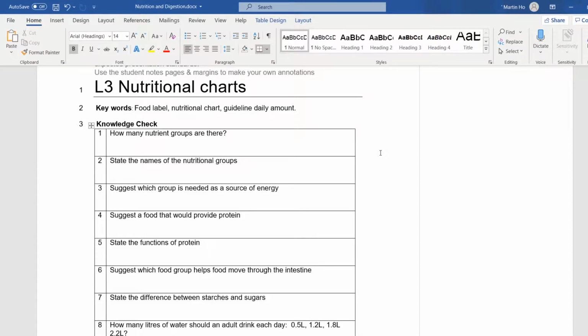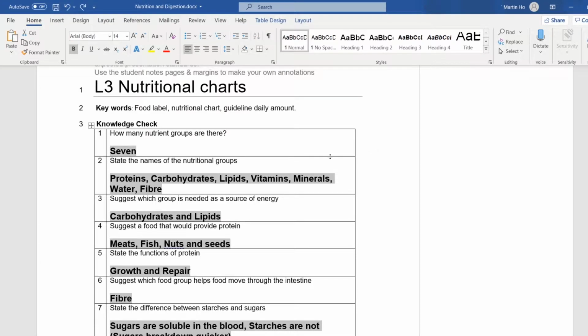How many nutrient groups are there? As we learned in Lesson 2, there are 7 nutrient groups. The names of the nutrient groups are proteins, carbohydrates, lipids, vitamins, minerals, water, and fiber. 3. Suggest which group is needed as a source of energy. Carbohydrates and lipids are our main sources of energy, where carbohydrates are going to be the most prominent source of energy.